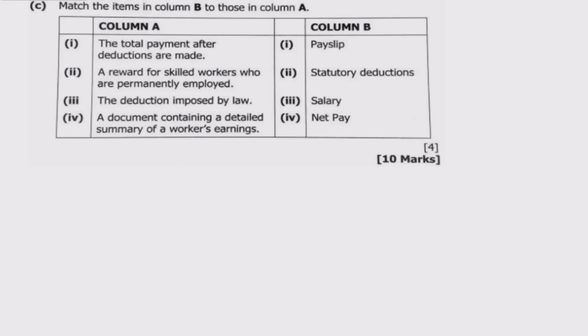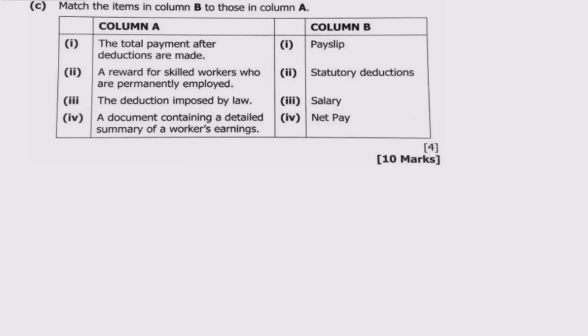So in column A, on number 1, we have the total payment after deductions are made. Then in column B, we have payslip. Now we know that the total payment after deductions are made is not called payslip. So in column B, there are names of things that are described in column A. So they should match.